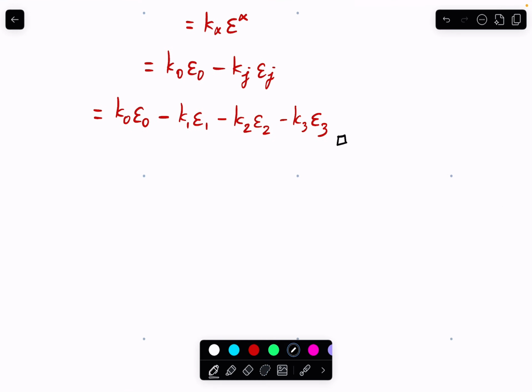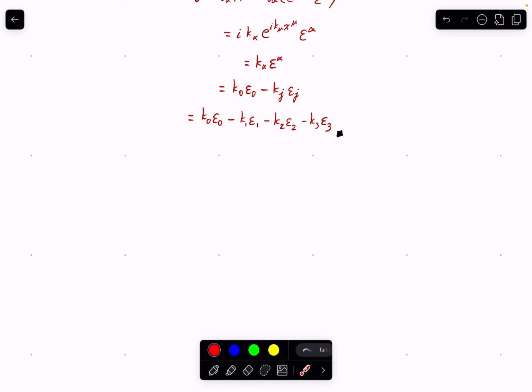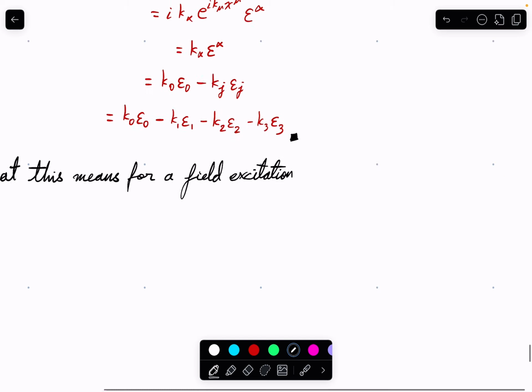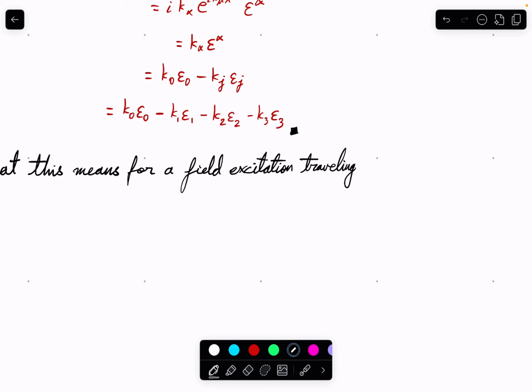And this is the novel information that this gauge field, which is a vector field, has components of, or basically it tells us the polarization, how you actually describe wave vectors in the basis of the gauge field. So let's see what happens, let's see what this means for a field excitation traveling in the z direction.